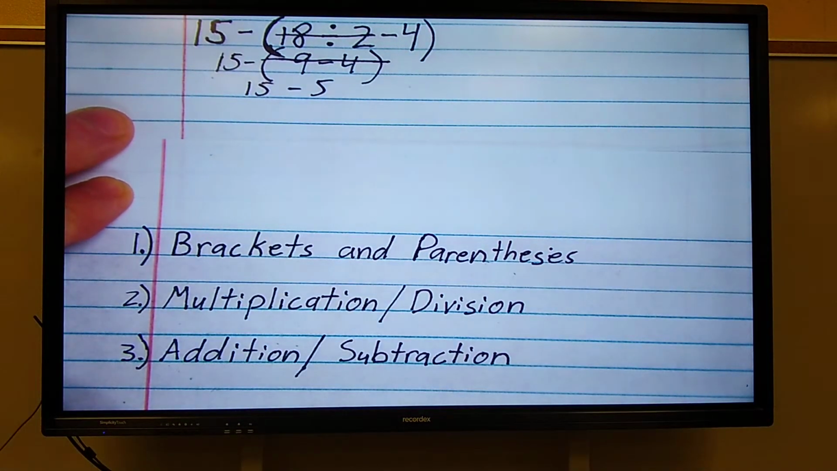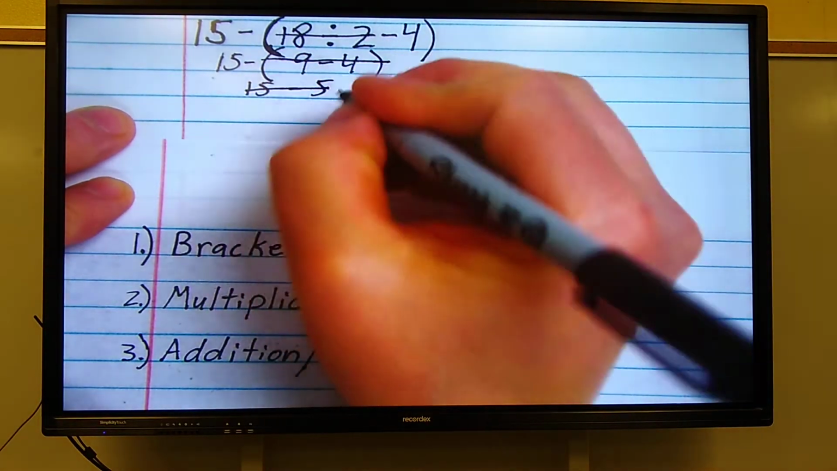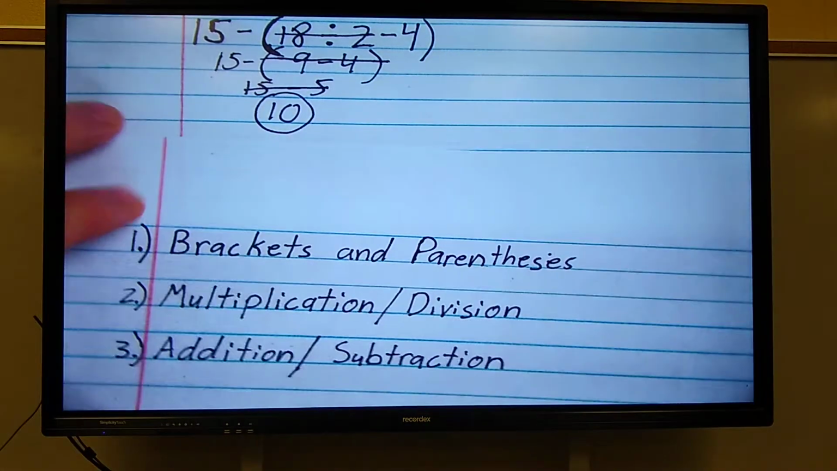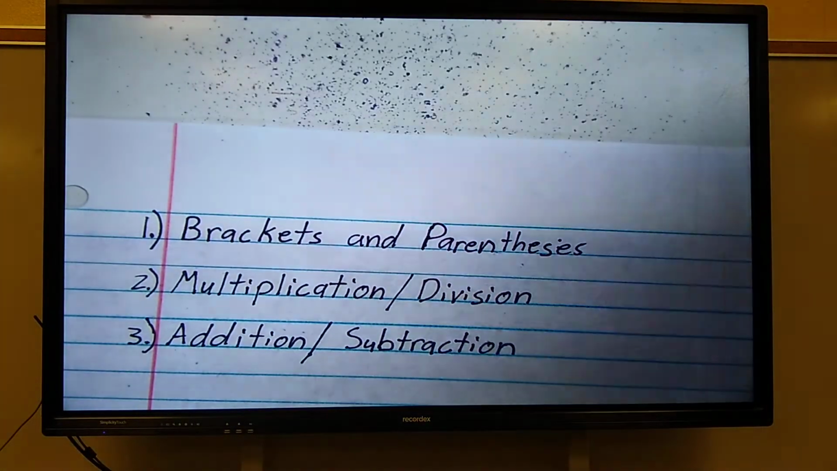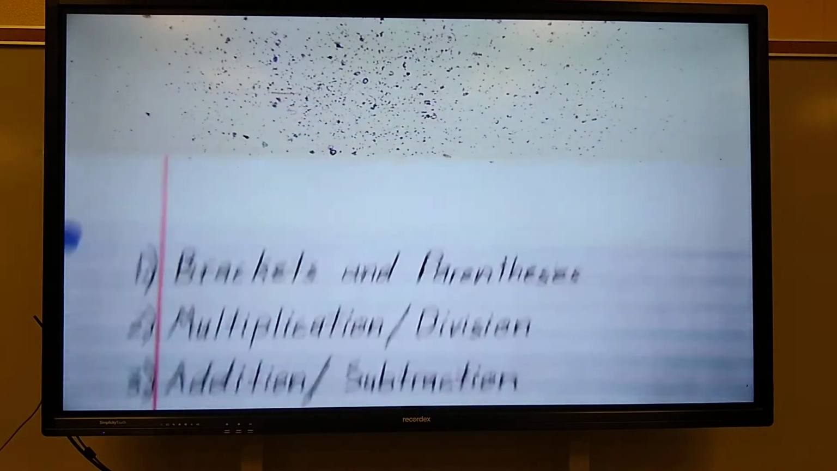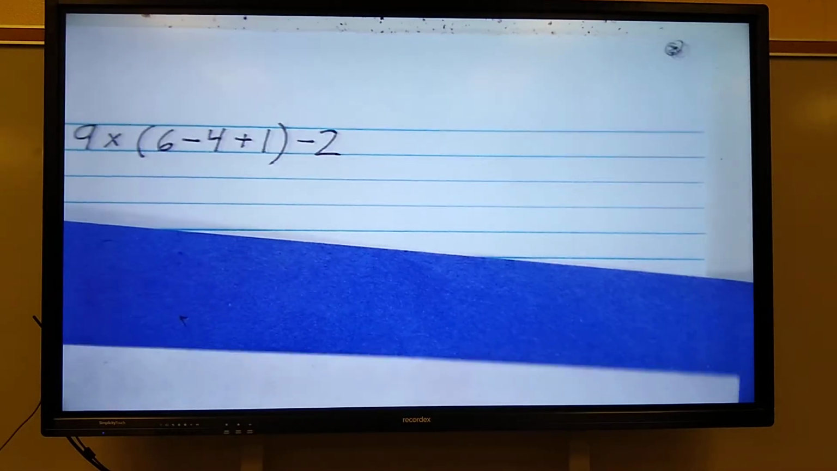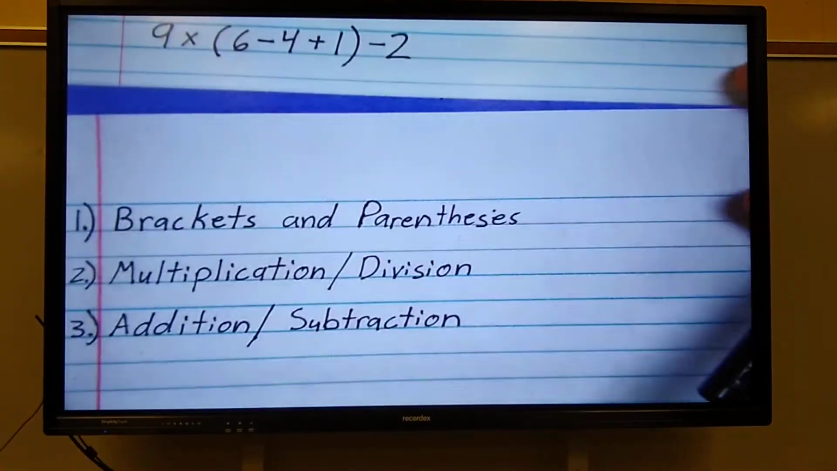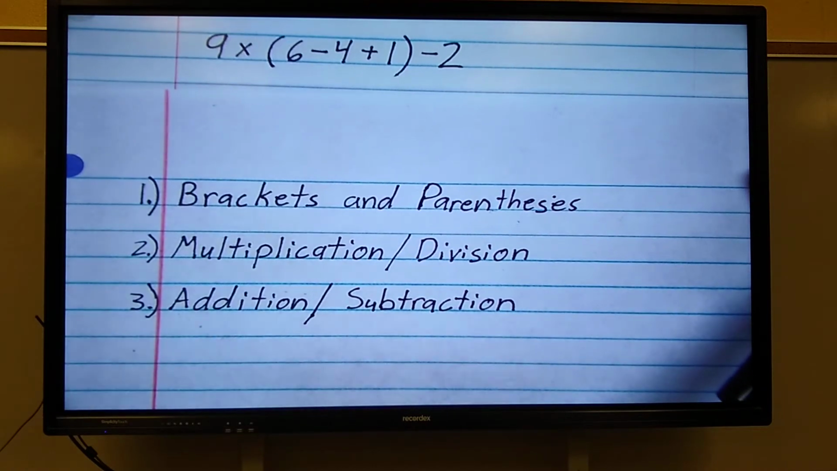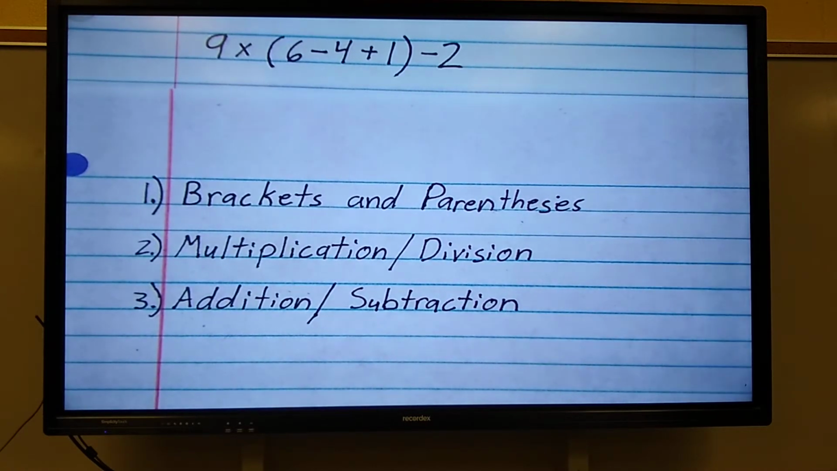So there's really only one thing left to do. I really don't have to look at the rules. 15 minus 5 is 10. 10 is your answer. All right, moving on. Let's try a problem like that again. Solve that problem. You got more than one thing to do in the parentheses. Pause the video.